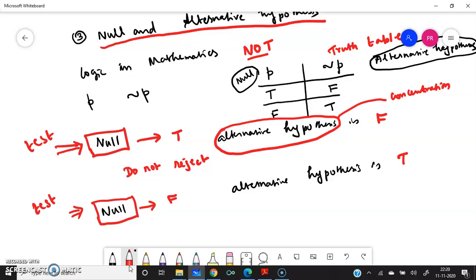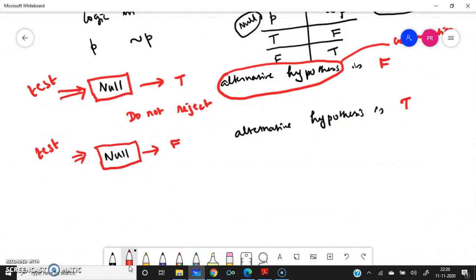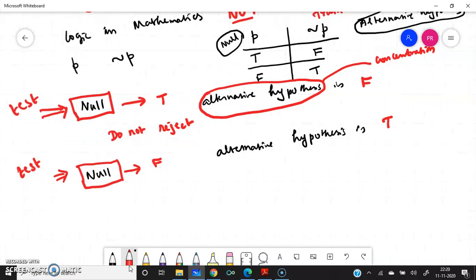Okay, what my alternative hypothesis is, is it true, is it false? That is what I am going to check. That is my main check. Whether my alternative hypothesis is true or false, that is where my concentration is. It's not about the null hypothesis. My full concentration will be on the alternative hypothesis, whether it is true or whether it is false.